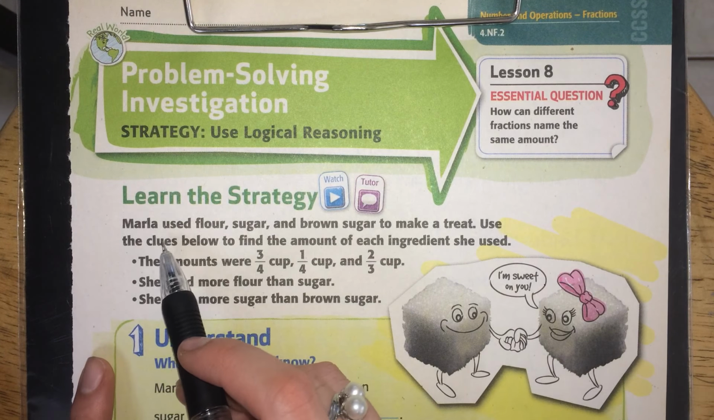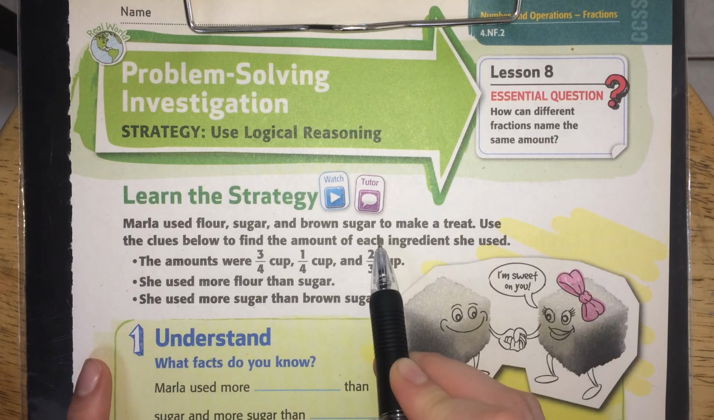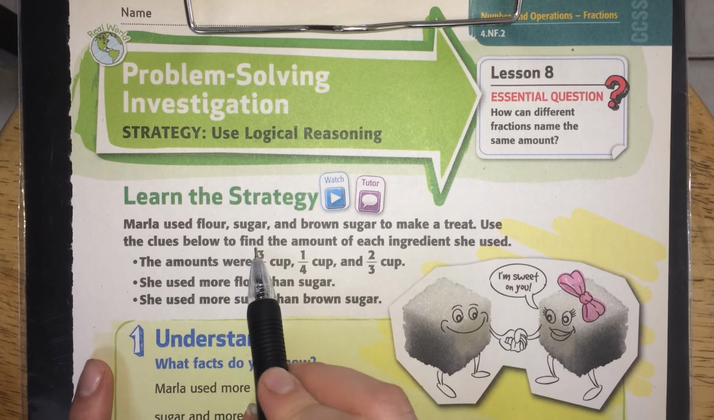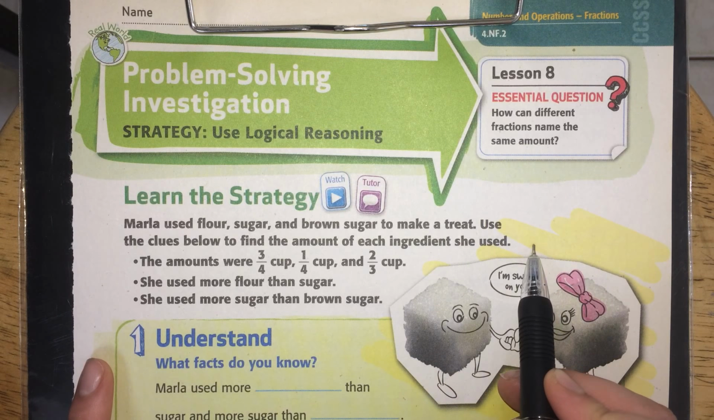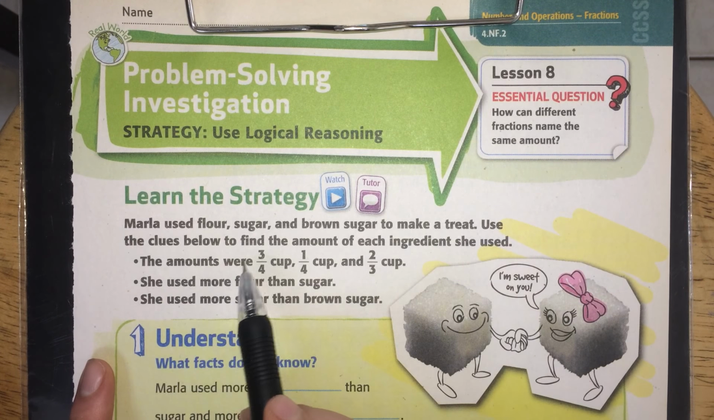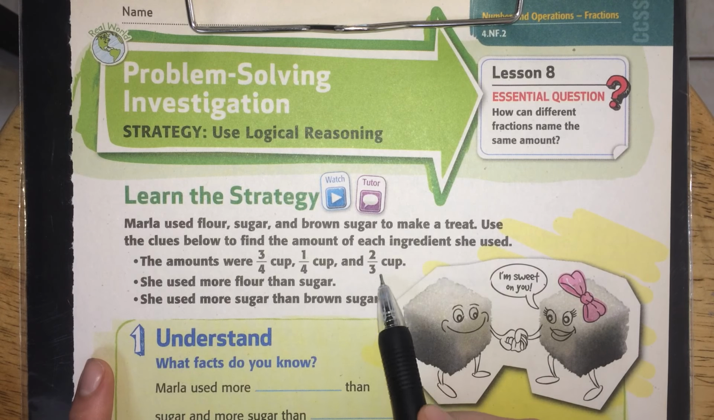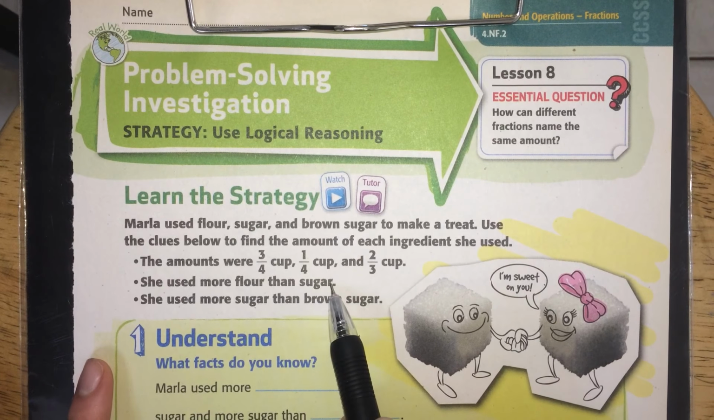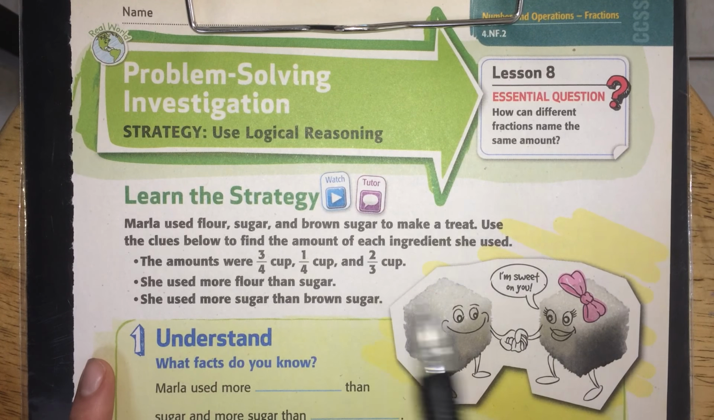All right, let's read the word problem. Marla used flour, sugar, and brown sugar to make a treat. Use the clues below to find the amount of each ingredient she used. The amounts were 3/4 cup, 1/4 cup, and 2/3 cup. She used more flour than sugar. She used more sugar than brown sugar.